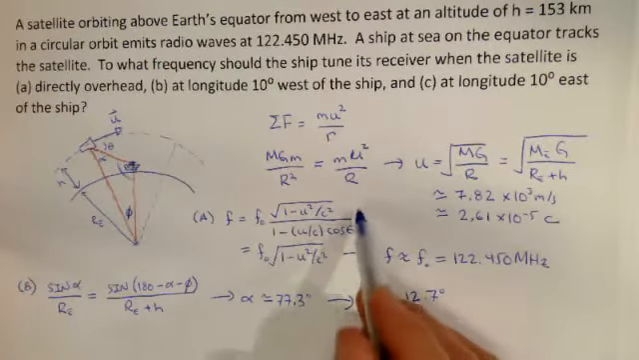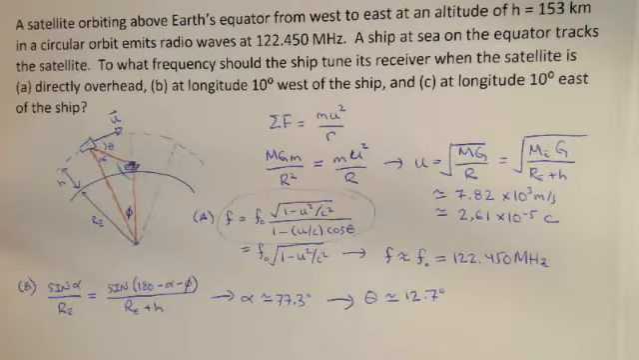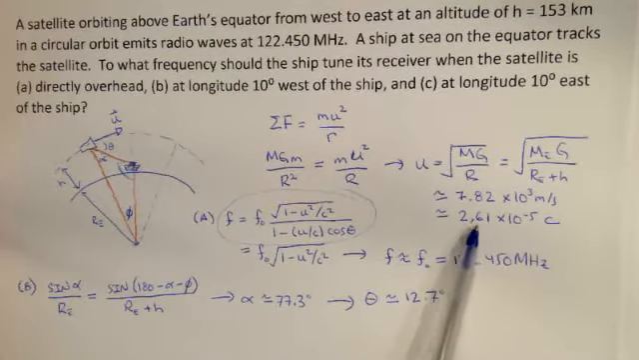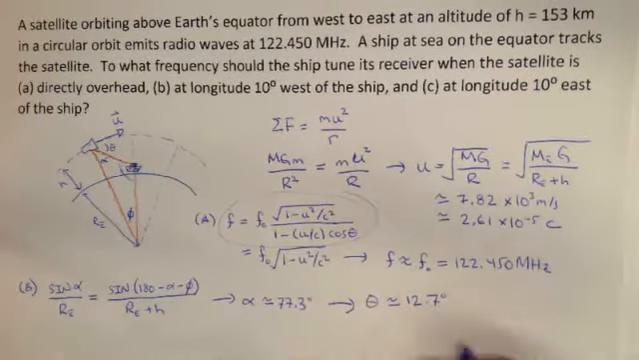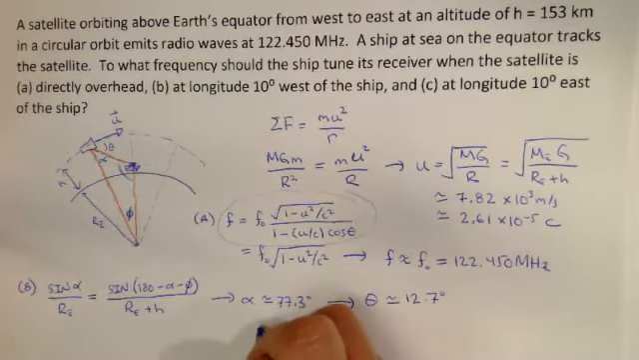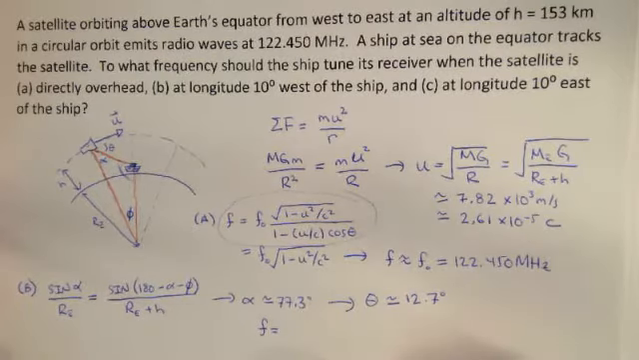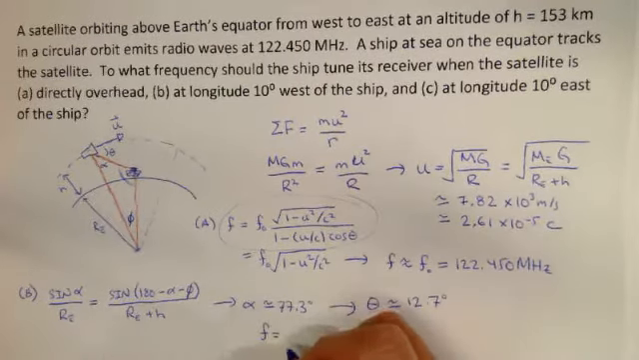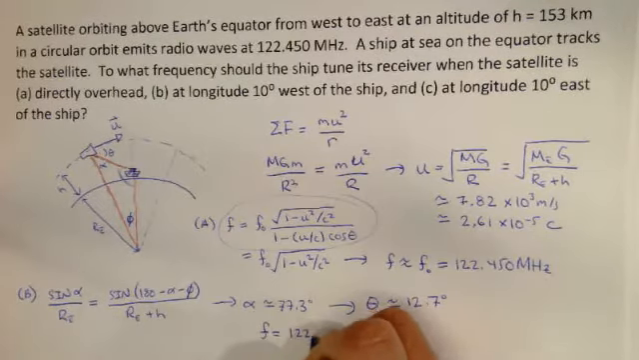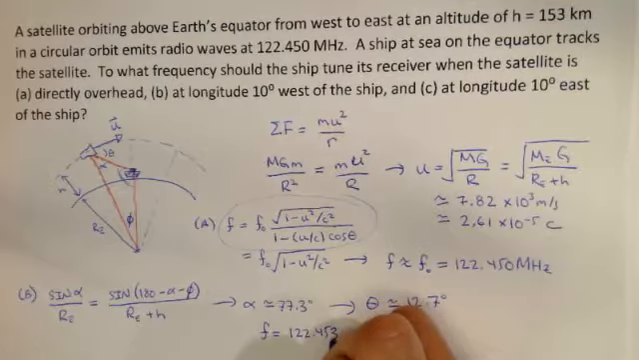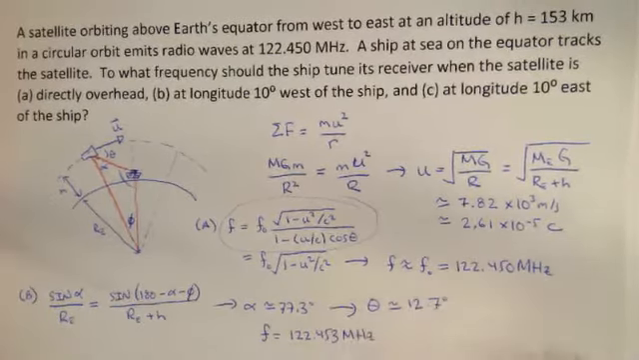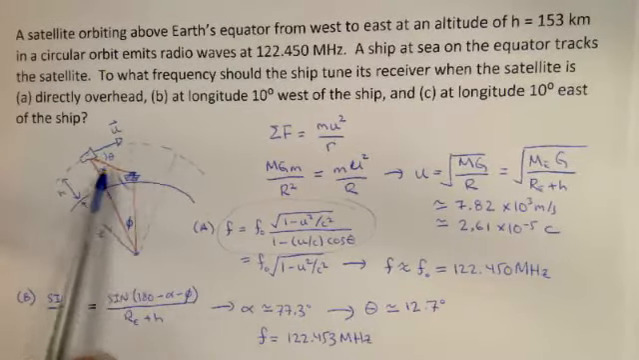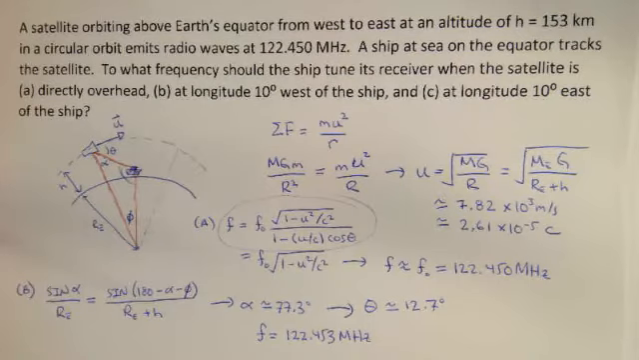So if we then plug that back into this original equation, using our u over c of 2.61 times 10 to the minus 5, we get that f is going to equal, let's see, about 122.453 megahertz, while the satellite is still approaching the ship, at least partly.